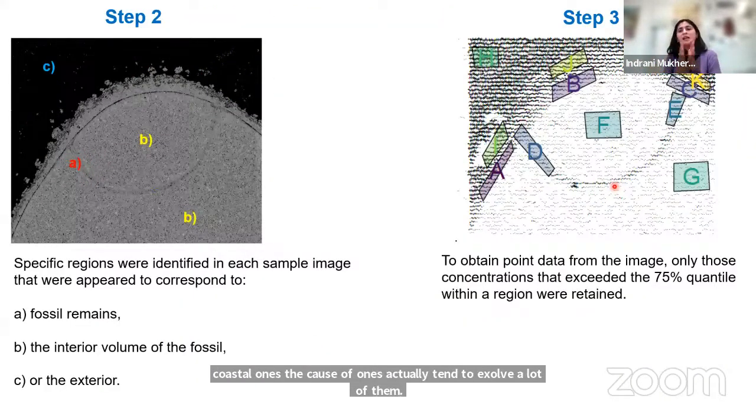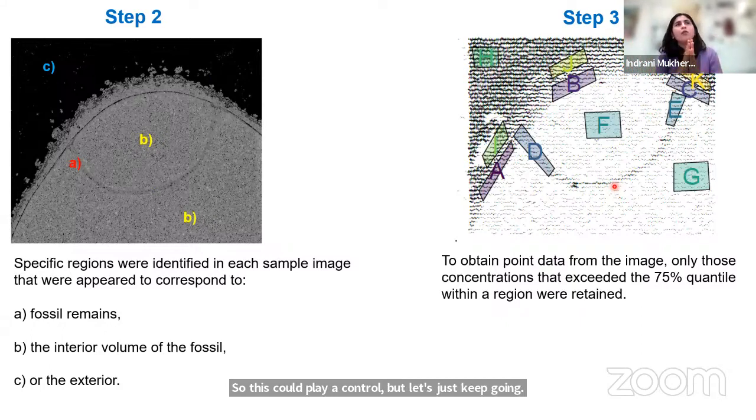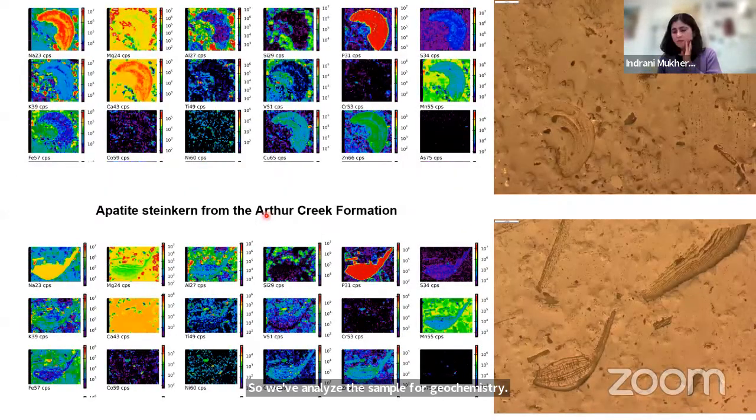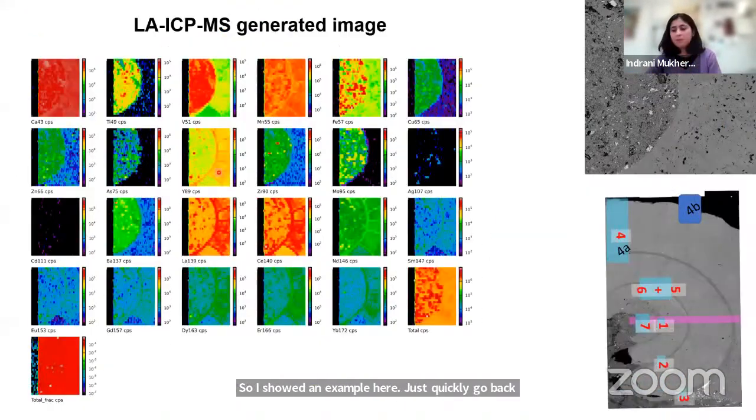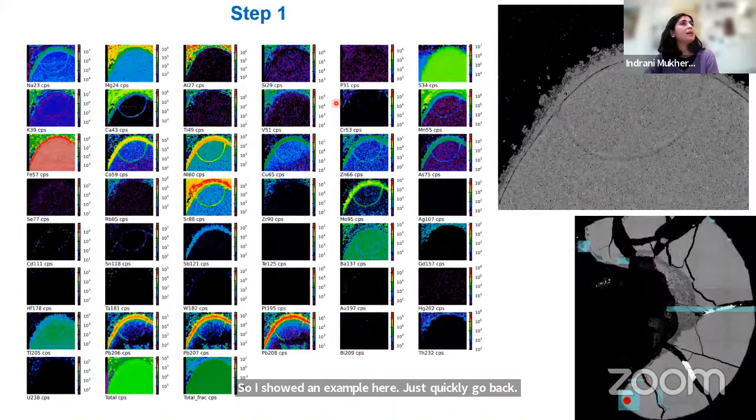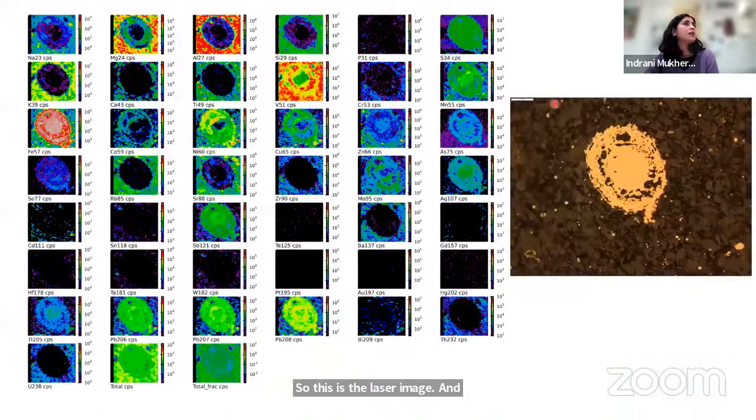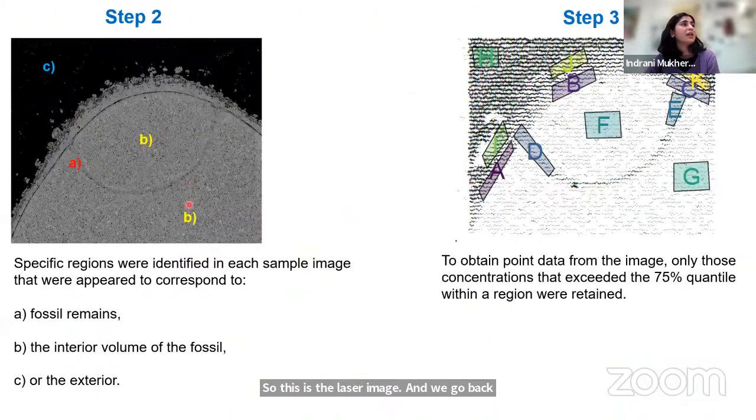So we've analyzed the sample for geochemistry. So I showed an example here. Just quickly go back. So this is the laser image, and if we go back. So what we did was assign areas. So we thought A was parts of the fossil remains. B is the interior of the volume fossil, and C is obviously the exterior.